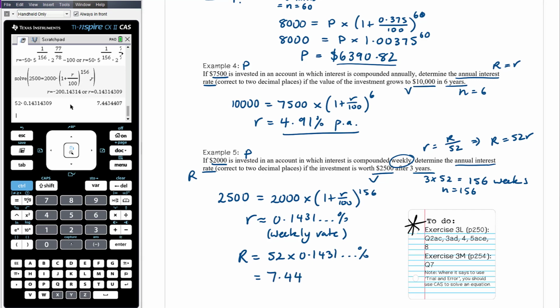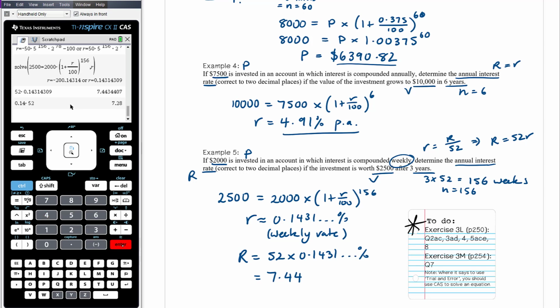Just out of interest, let me have a quick look. Yeah, see, if I had rounded the weekly rate to 2 decimal places and then multiplied by 52, I get a very different answer. So it's really important that you don't round off your answer until the very end, when you're being told to give a rounded answer. I kept that weekly rate of 0.14314% to as many decimal places as I could see, and then multiplying by 52, I get a much more accurate answer for my annual rate. If you had rounded your weekly rate to 2 decimal places and then multiplied by 52, you would have the wrong answer. So it's really important not to round too early in your questions.